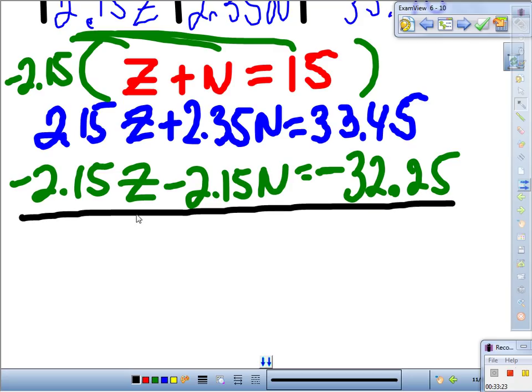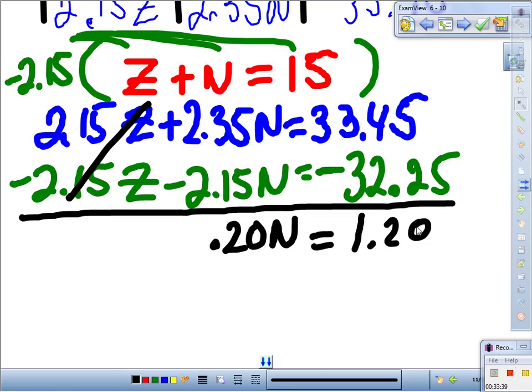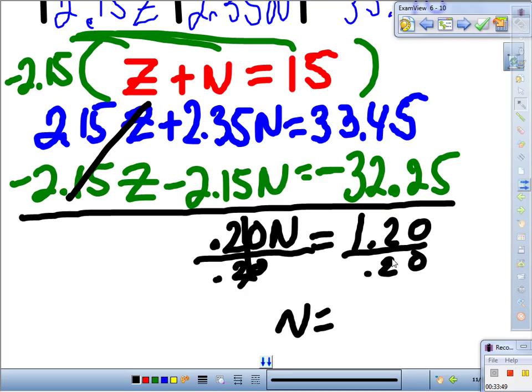What eliminates? The Z. What do I have left? 0.20N equals 1.20. Okay. So therefore, divide by 0.20, divide by 0.20. Now check this out. Since both of them have two decimal places, I can get rid of the decimal. So 120 divided by 20 is 6.